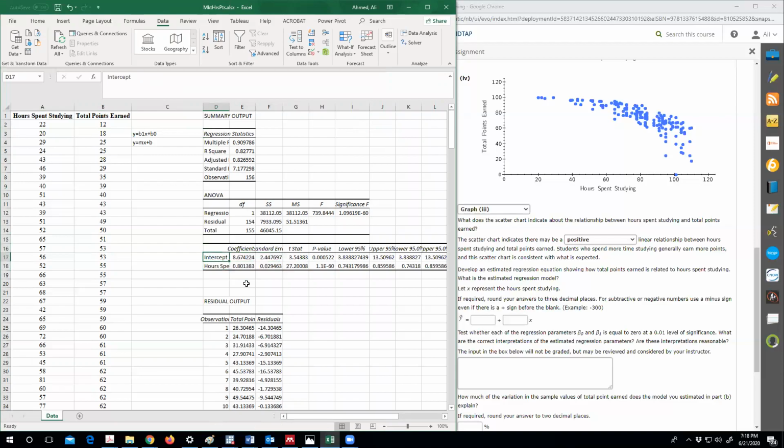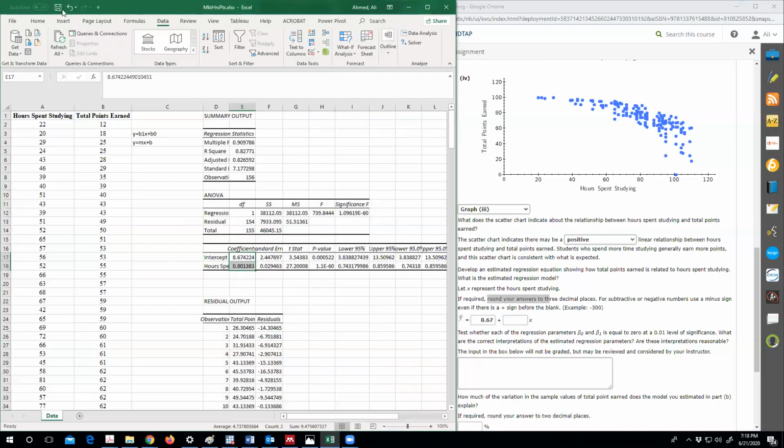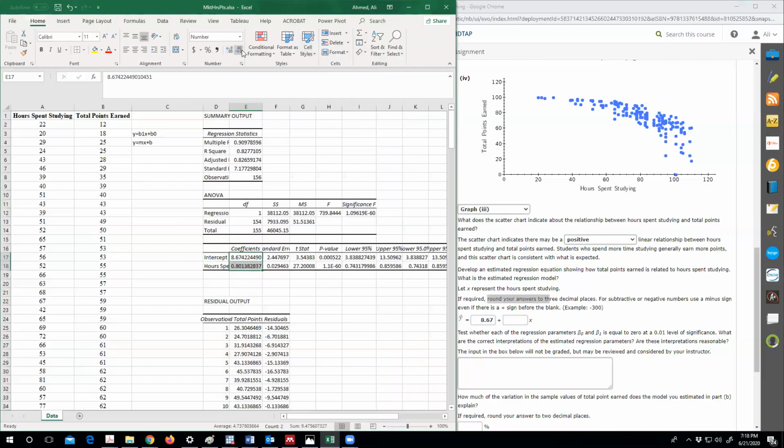Here we have the most important part. This shows us coefficients, which is beta naught. So this number represents beta naught in our equation, which is the y-intercept. It says intercept. And this is the coefficient of x, the beta 1. So technically, our equation has 8.67, and maybe they're asking us to round our answers to 3 decimals, so we can make it 3 decimals.